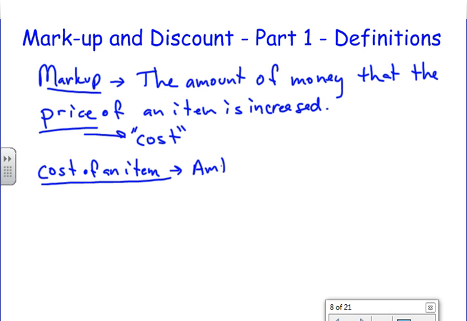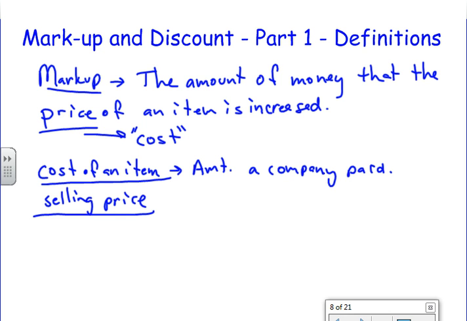amount a company paid. So what's going to happen is, if you're selling something, then you paid a certain amount of money for that item. That is your cost. And then when you mark that up to a certain price, that becomes the selling price. And the selling price is what you're trying to sell it for. And so let's talk about that.